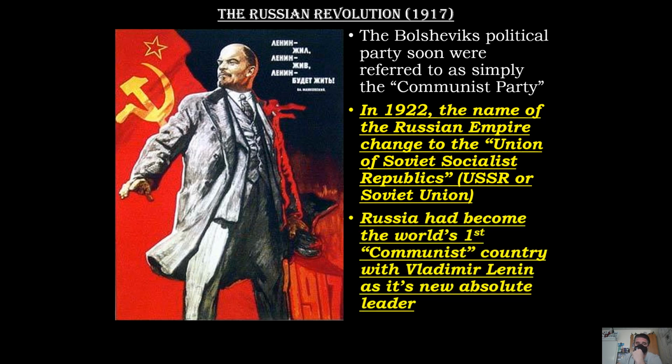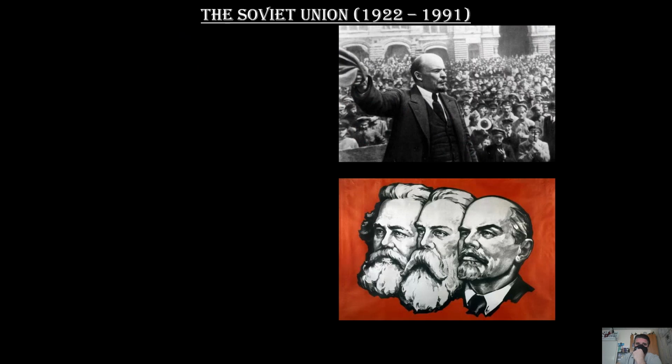Russia had become the world's first communist country with Vladimir Lenin as its new absolute leader. Russia will be the Soviet Union from 1922 to 1991. Really not that long ago in the grand scheme of things. I remember when it shifted back to being Russia. It was the Soviet Union for most of my childhood.